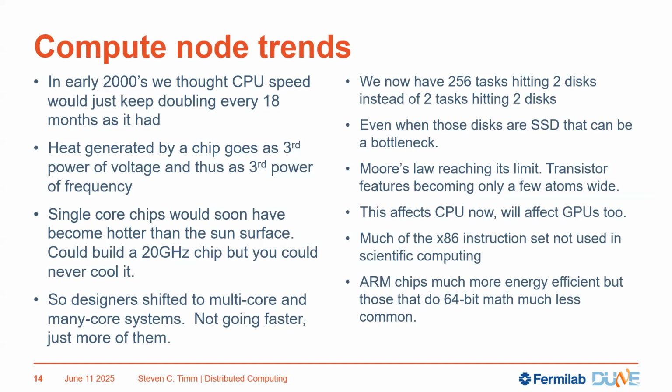All right. So trends in compute nodes. So in early 2000, we thought CPU speed would just keep on doubling every 18 months as it has. So 6 years, my laptop in 1994 was 50 megahertz. By 2000, we were at 500 megahertz. We're going the right way, right?